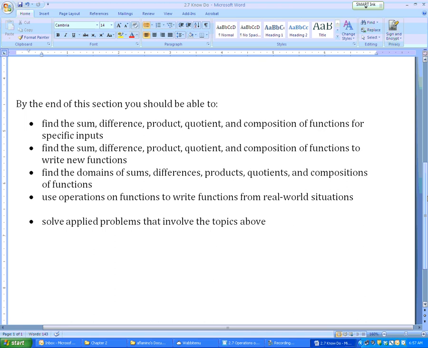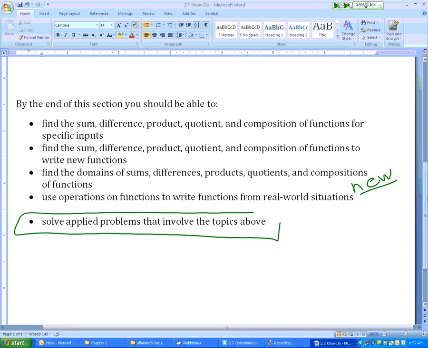The third bulleted item, find the domains of the operations on functions. That's going to be definitely something that is new. I don't think we've done that in the past. And then use operations on functions to write functions from real-world situations. And that's where we're going to do that. The last bulleted item, which is kind of a carryover through all sections, you'll see that's probably at the bottom of every list of things to know and things to do, is be able to solve applied problems that involve the topics above. So that's where we're going to work through today.